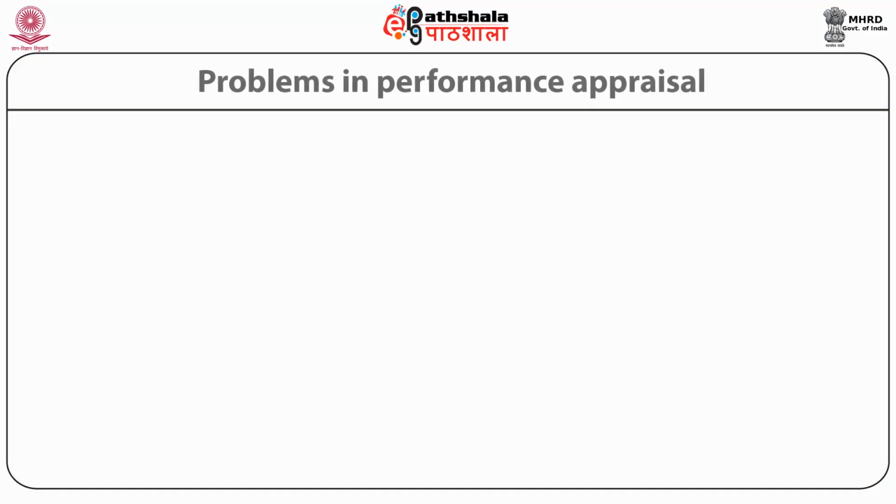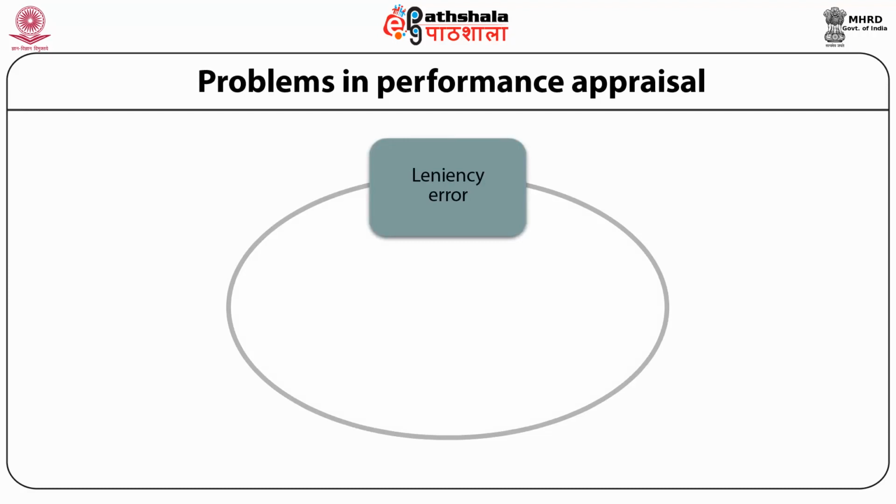Now, what are the problems we normally face in performance appraisal? First is leniency error. Here, even a non-performer gets the benefit of the doubt because the supervisor is a very lenient person and lets him or her go with that low performance. So that is one area of problem in performance appraisal.